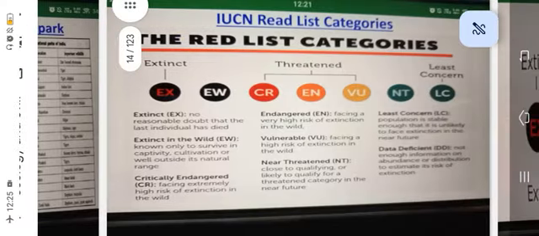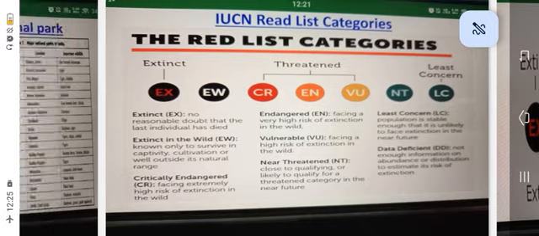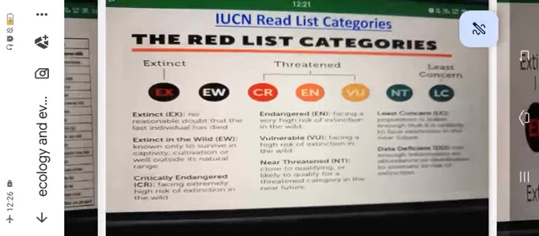Then the IUCN Red List categories. The Red List categories are extinct, EX, EW, threatened, CR, EN, VU, least concern, NT, and LC. We will be describing all these. Extinct, EX. No reasonable doubt that the last individual has died. Then extinct in the wild, EW, known only to survive in captivity, cultivation, or well outside its natural range.